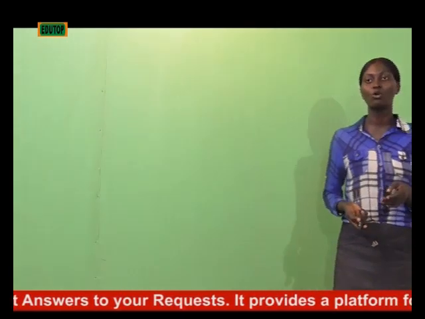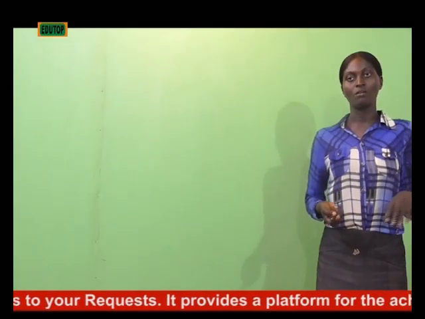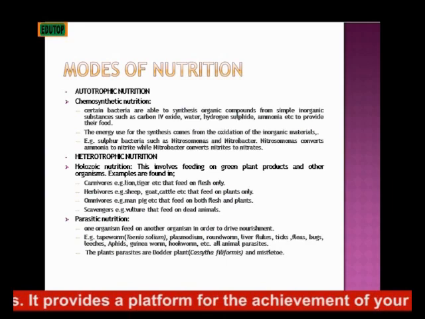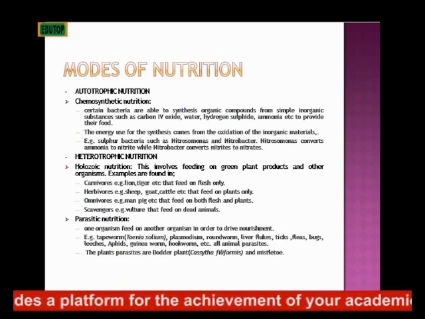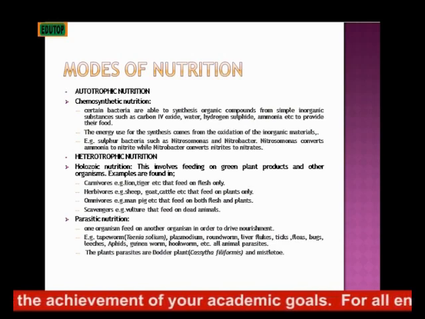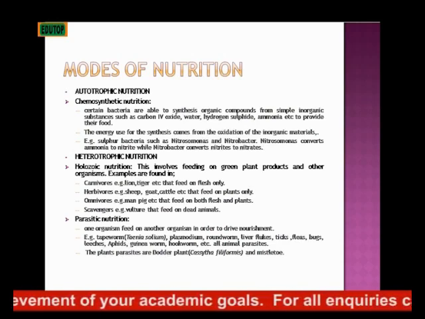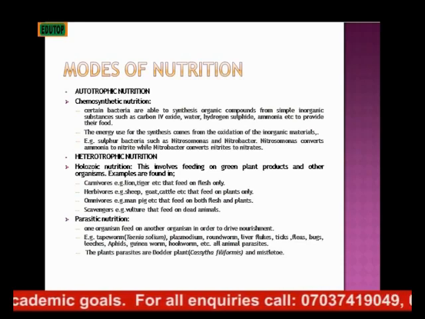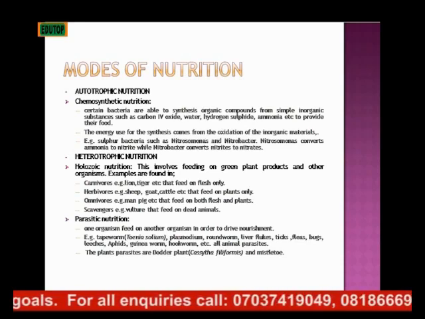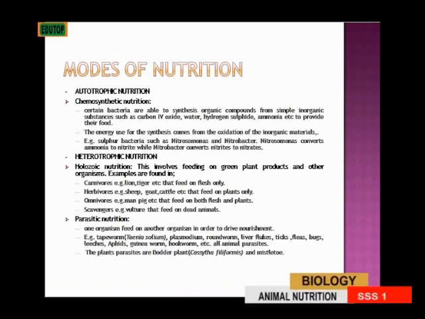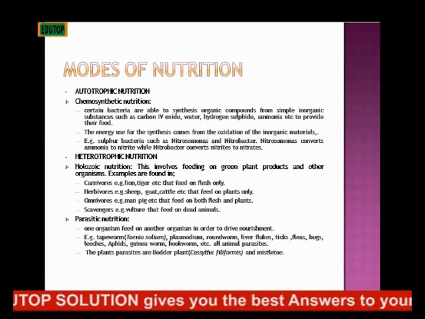Now we'll be talking about the various modes of nutrition. Earlier we talked about autotrophic and heterotrophic nutrition, so we'll now talk more about that. Under autotrophic nutrition, I said autotrophic nutrition involves the manufacture of food by some organisms on their own. They manufacture their food in the presence of sunlight by an organelle called chloroplast in them.